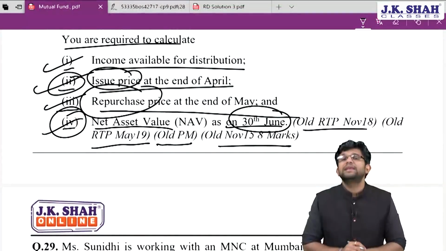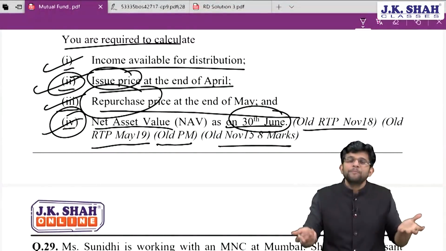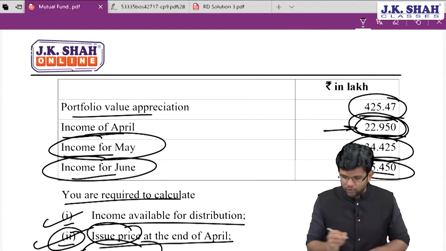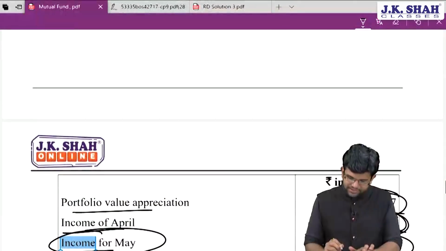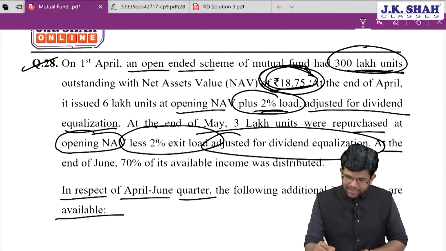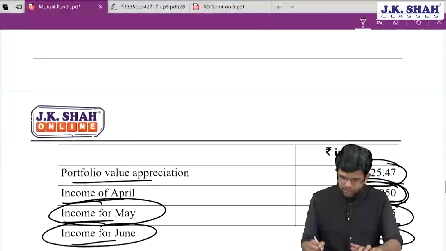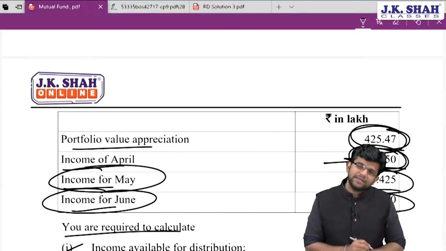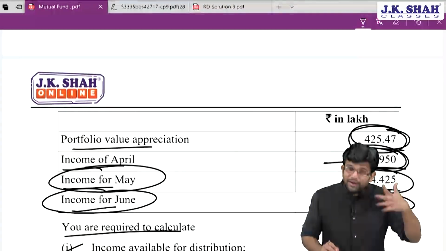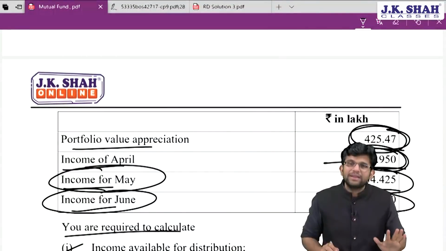Students, very simple. It is nothing but the total assets we hold divided by the number of units. Now students, as far as the assets we hold, they are saying that our portfolio has appreciated by 425.47 lakh rupees from the initial, nothing but 300 lakh into 18.75 was my initial portfolio value. In that there has been an appreciation of 425.47. Everybody clear? And apart from that, the final net income is also available, right? After the distribution of 70%, net income is also available. That also we will add and we'll find the final NAV.